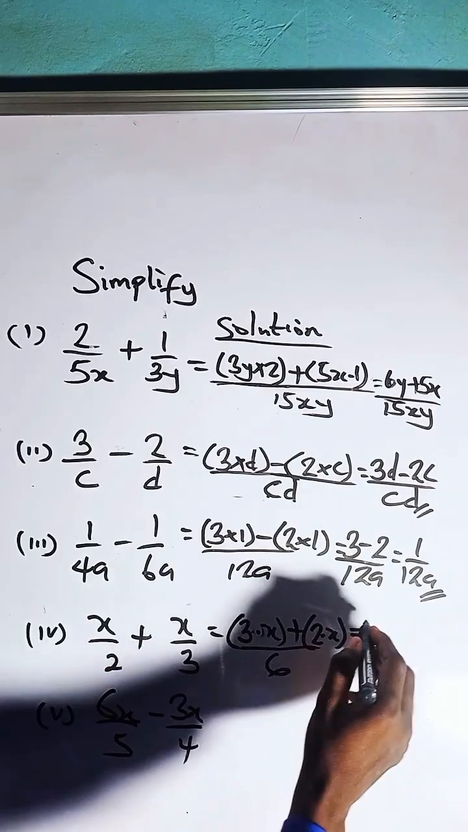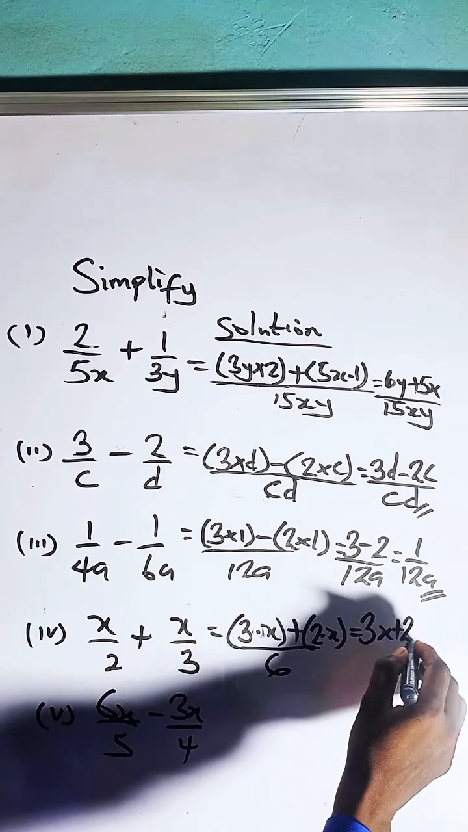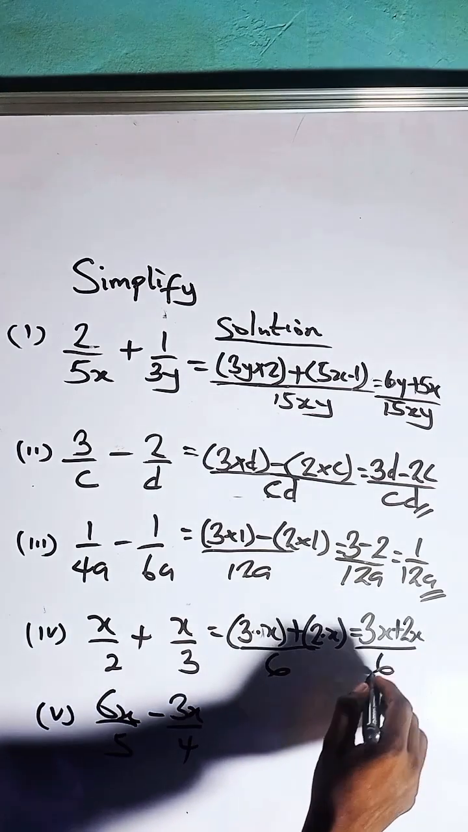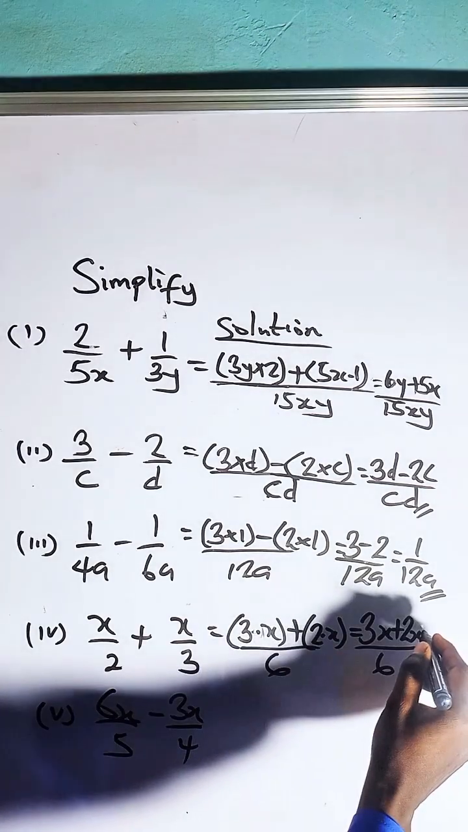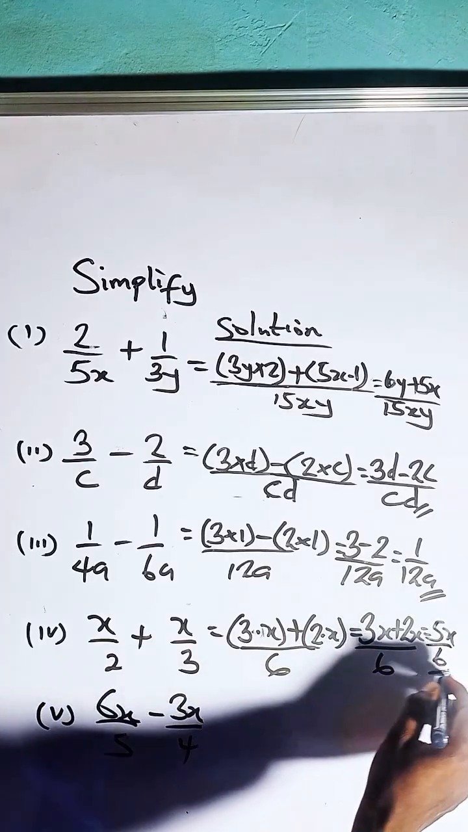So 3 times x is 3x, plus 2 times x, we have 2x over 6. For 3x plus 2x, we have 5x over 6.